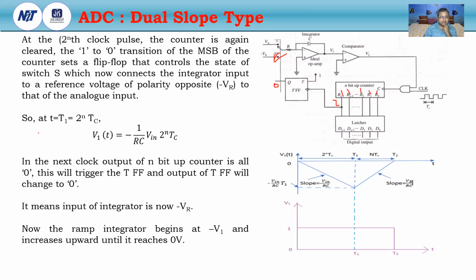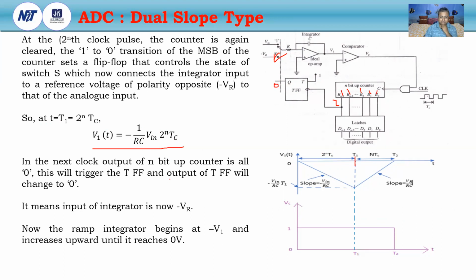Now in mathematics, at the time T is equal to T1, where T1 is 2 to the power of n into Tc. Tc is the clock period of the clock pulses, and 2 to the power of n number of clock pulses are there. So the total time T1 is equal to 2 to the power of n into Tc. If I put T is equal to T1 is equal to 2 to the power of n Tc, then we will get V1(T) is equal to minus 1 by RC Vin into T. That means 2 to the power of n into Tc.